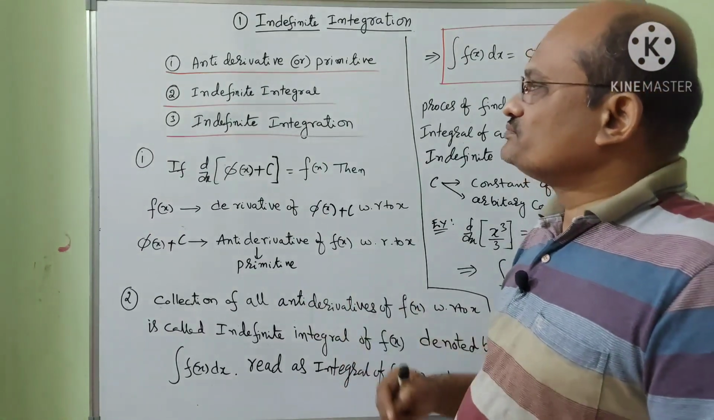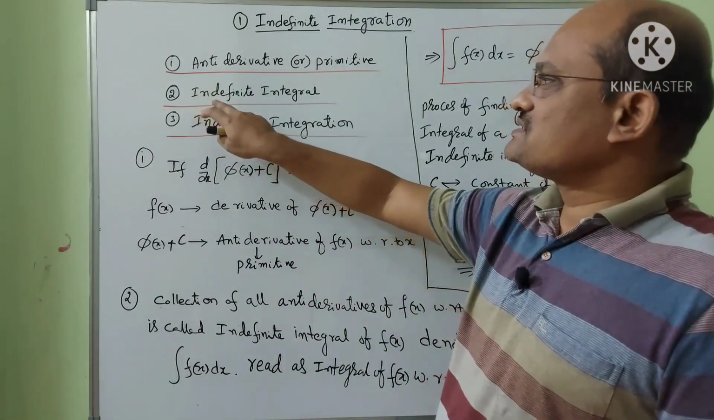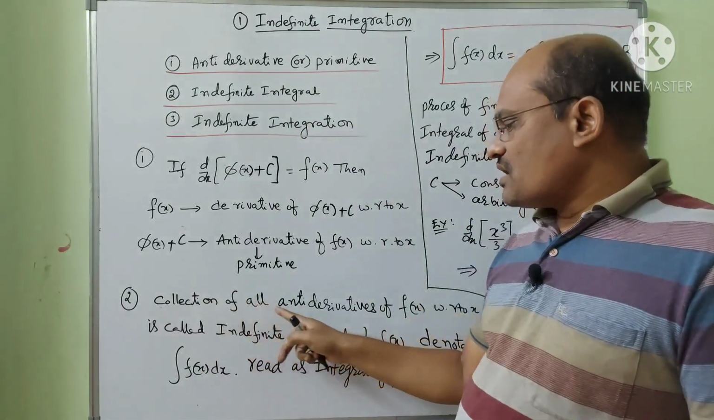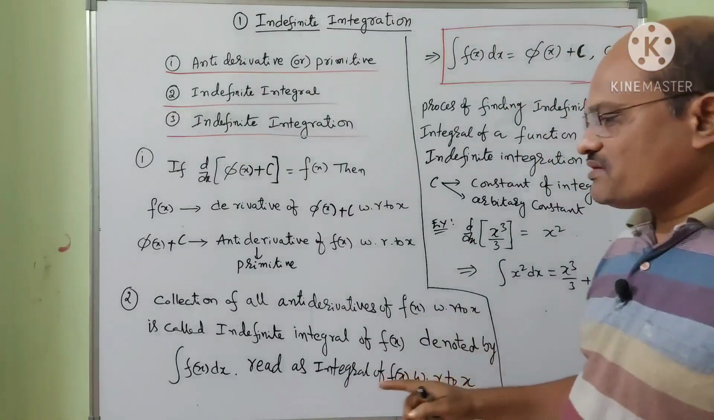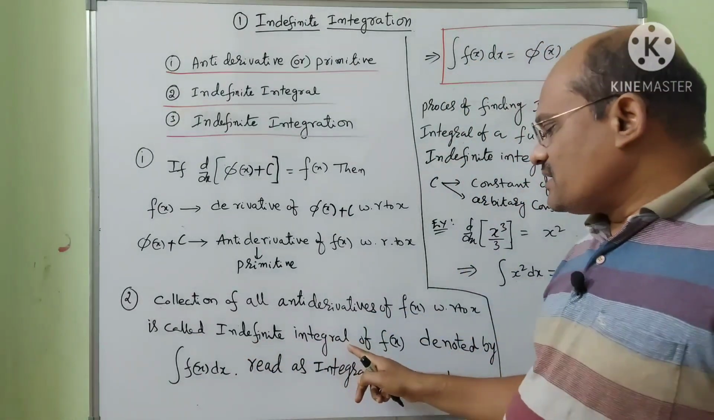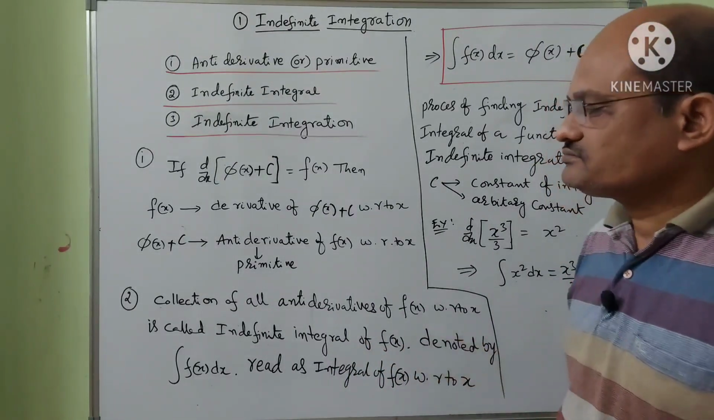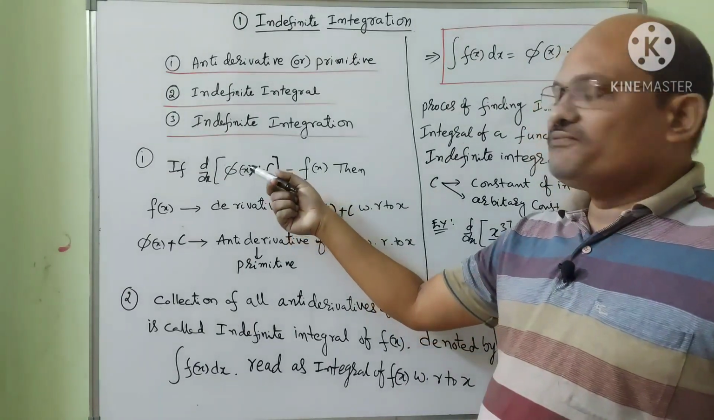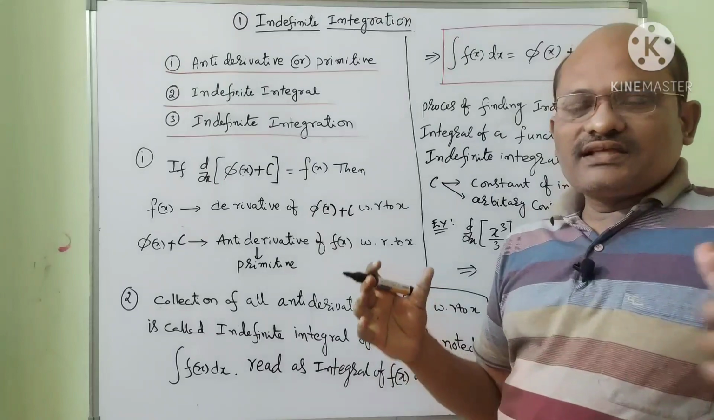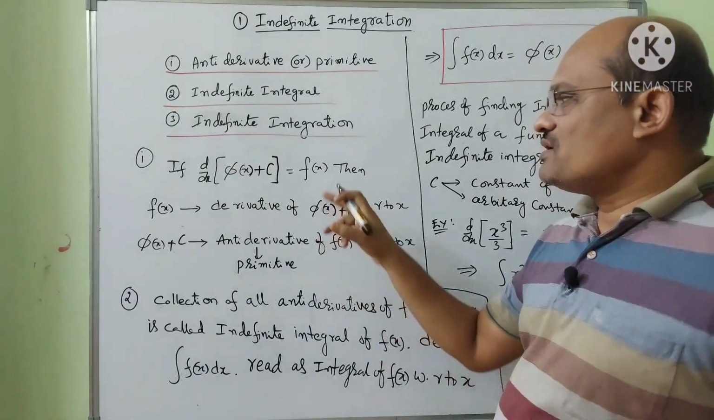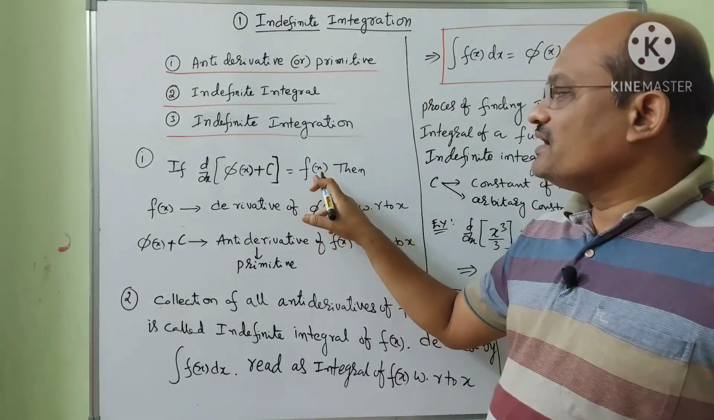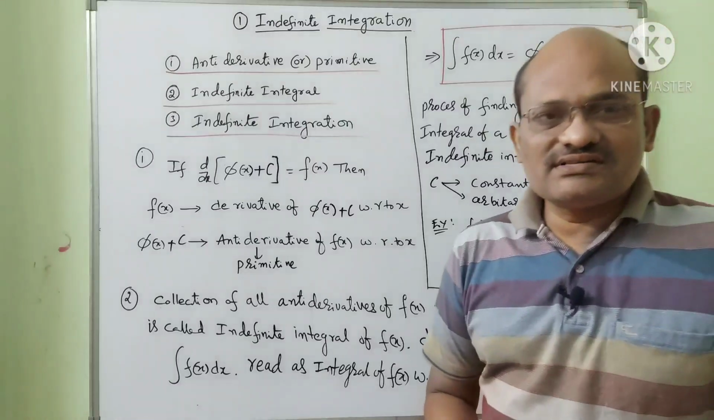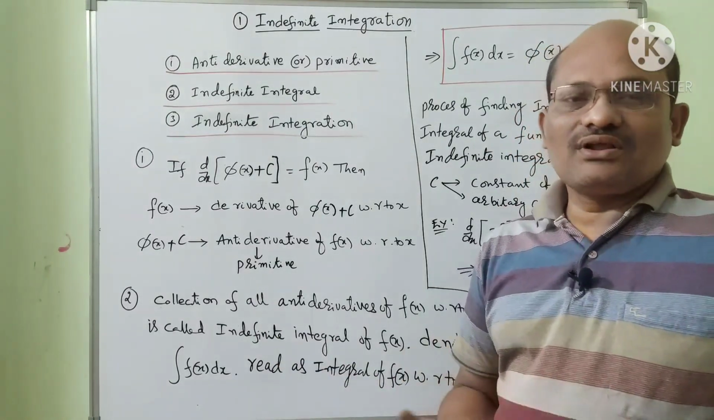Now we are going to discuss second one, indefinite integral. The collection of all antiderivatives of f of x with respect to x is called indefinite integral of f of x. Here I told you, for f of x you will get many number of antiderivatives. The collection of all antiderivatives is called indefinite integral of f of x with respect to x. In simple words, antiderivative is the indefinite integral. That's all. Right.